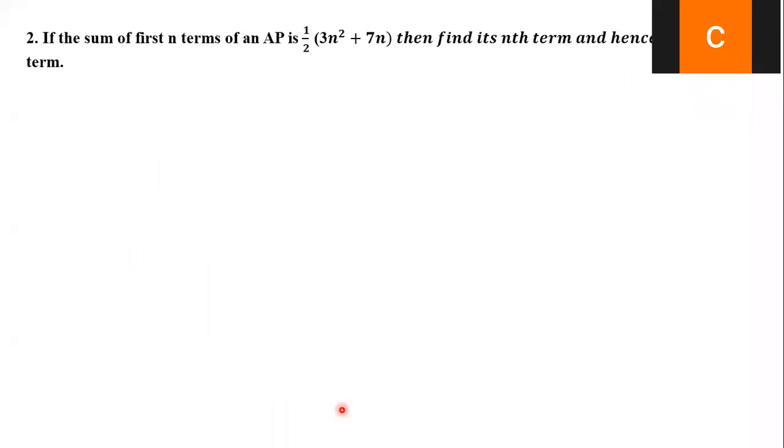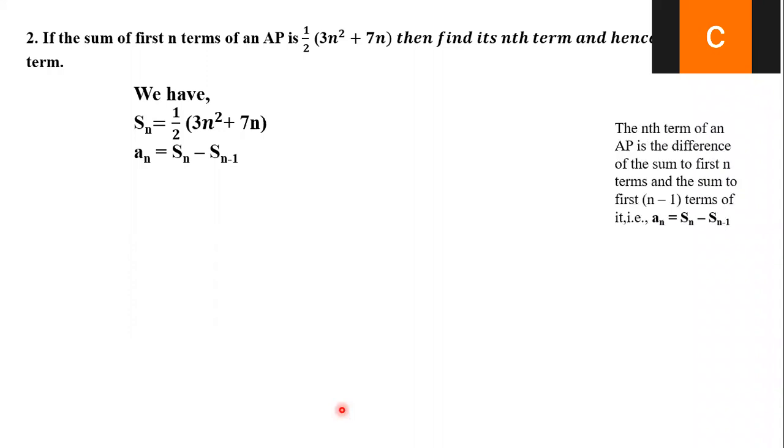I told all of them to take out page number 109. In that page 109, there is a remark given before example 11. The nth term of an AP is the difference of the sum of first n terms and the sum of first n minus 1 terms. That is, an is equal to Sn minus Sn minus 1. Am I clear, children? You are able to see page number 109? Yes, ma'am. Same thing I have typed here.